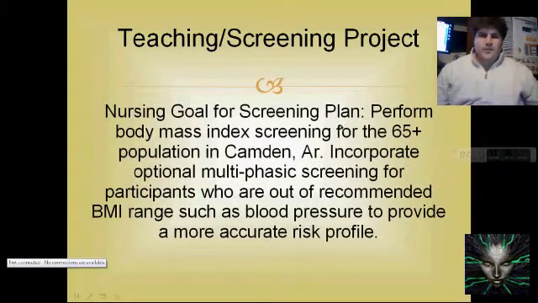These are our nursing goals for the screening plan, which was to perform body mass index screens for the 65 plus in Canada. We also wanted to incorporate an optional multiphasic type screening for people that were outside of the BMI range. So if they were too heavy, we would offer them blood pressure screening and get just a concise medical history on them, and then we'd give them a more accurate risk profile, showing how much co-occurring factors increased their risk. And that's what that's talking about.